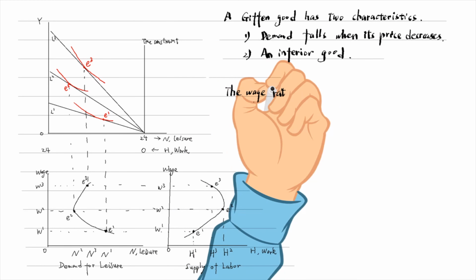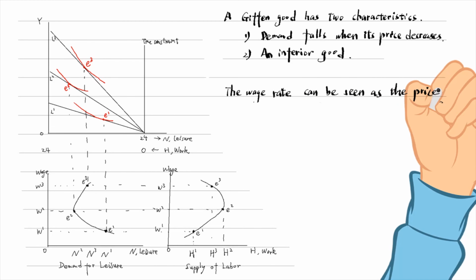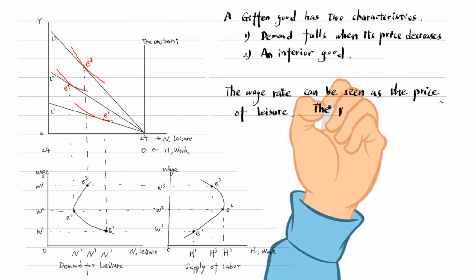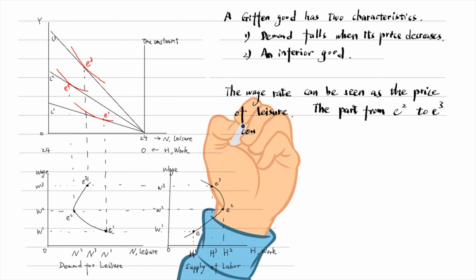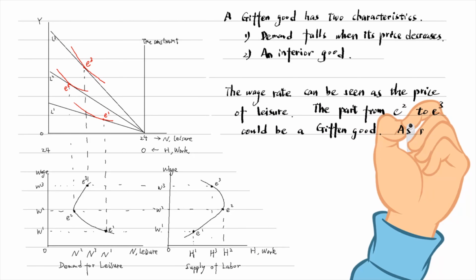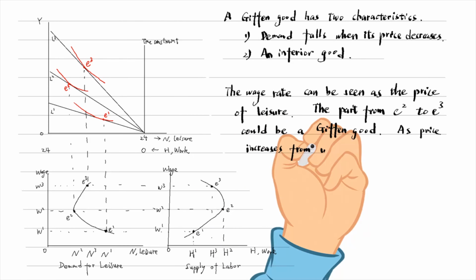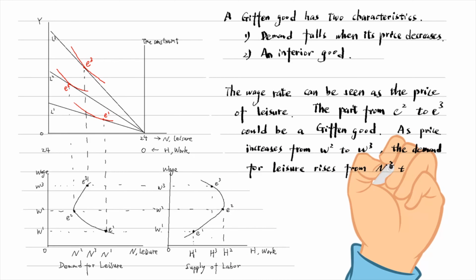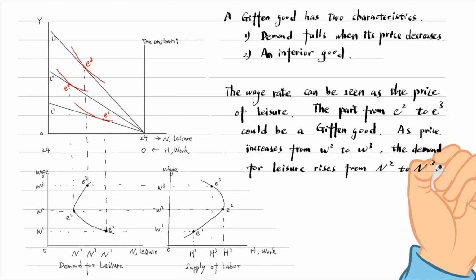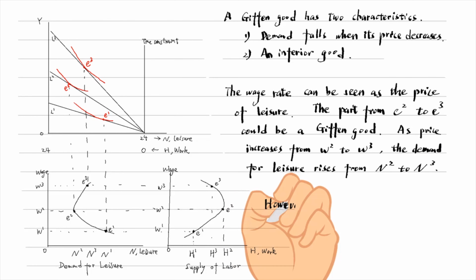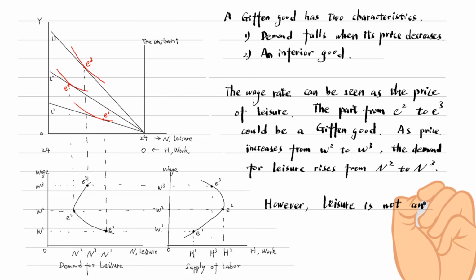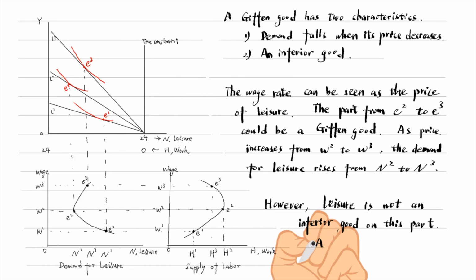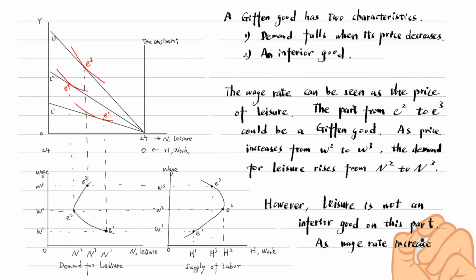The wage rate can be seen as the price of leisure. In the demand for leisure diagram, the part from E2 to E3 could be a Giffen good. The demand curve shows that as leisure's price increases from W2 to W3, the demand for leisure rises from N2 to N3. However, leisure is not an inferior good on this part. As the wage rate increases from W2 to W3, the income goes up.